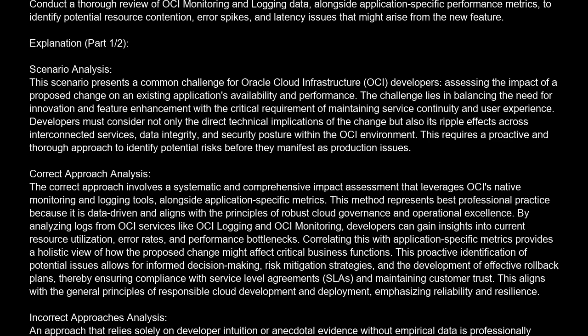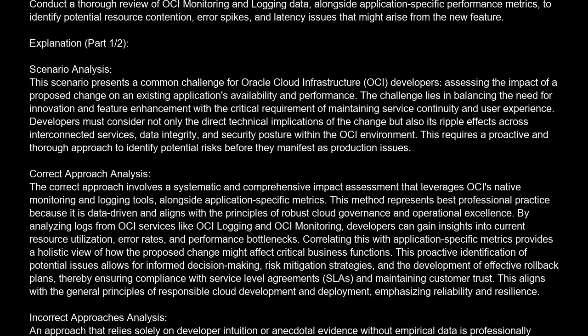Explanation. Scenario analysis. This scenario presents a common challenge for Oracle Cloud Infrastructure, OCI, developers, assessing the impact of a proposed change on an existing application's availability and performance. The challenge lies in balancing the need for innovation and feature enhancement with the critical requirement of maintaining service continuity and user experience.